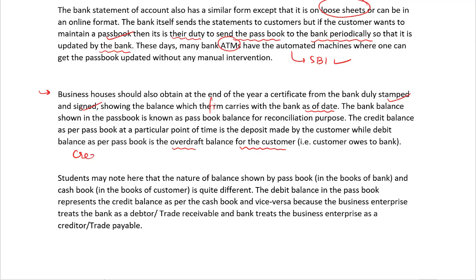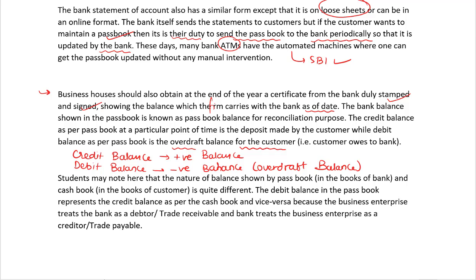So we can say that credit balance in the bank passbook means positive balance, and debit balance in the bank passbook means negative balance, that is the overdraft balance. I hope you are clear.